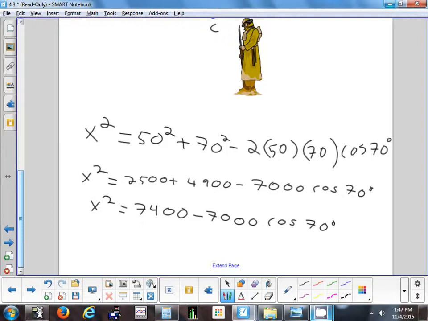Do I subtract next or multiply? Keep in mind we want to get x by itself, so don't put extra stuff with the x. My question is, do I do this subtraction or do I do this multiplication first? Do the multiplication first.